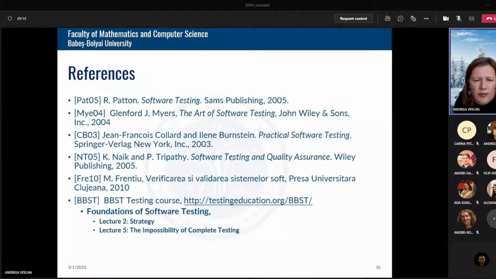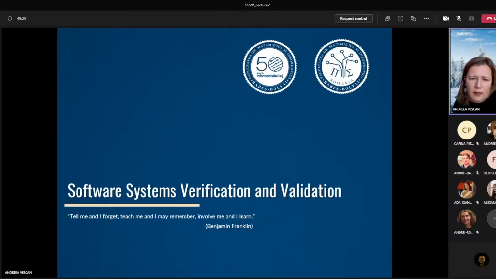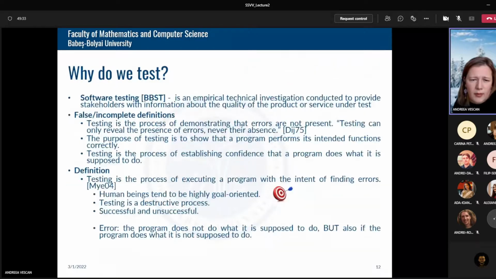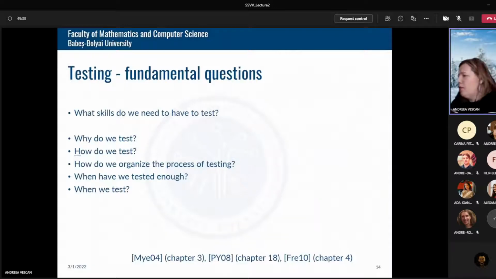Okay, those are some references. And next we're going to talk about black box testing. However, before going next, I would like to ask if you have any other questions regarding testing in general. So before going next to black box testing, I would like to give you a moment to think about if you have any other questions about, let's say, testing in general.